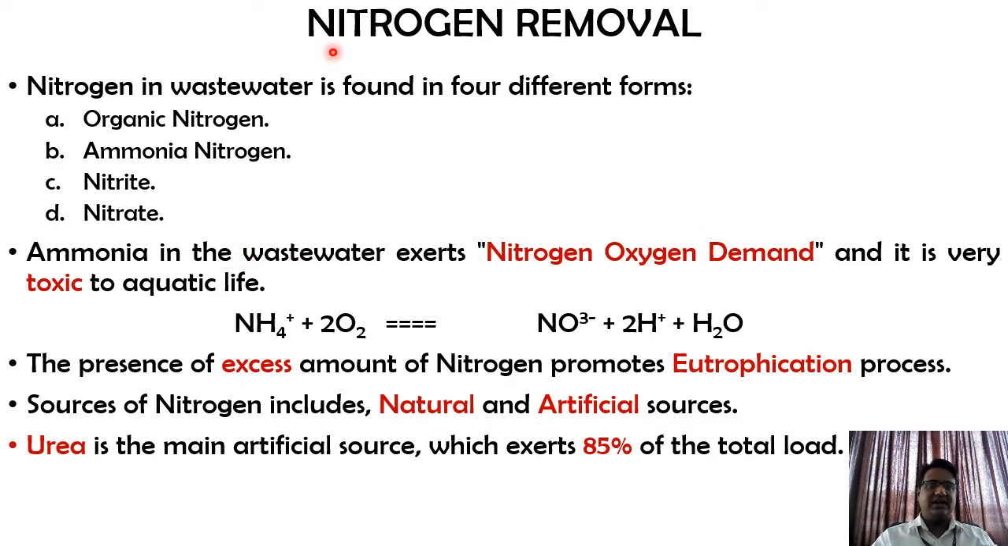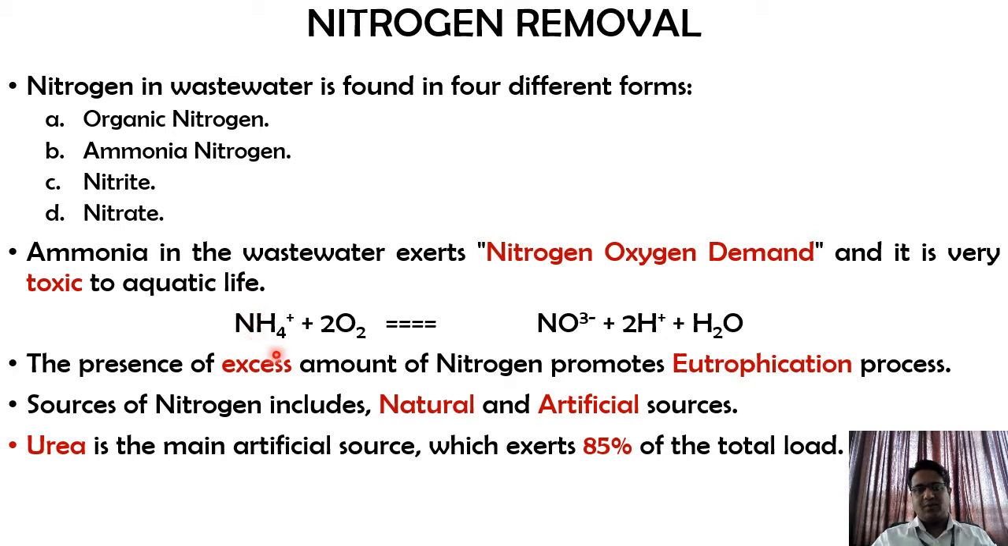Now the nitrogen removal. Nitrogen in the wastewater is found in four different forms. The first one is organic nitrogen, second is ammonia nitrogen, third is nitrite, and the fourth is nitrate. Ammonia in the wastewater exists in the form of nitrogenous oxygen demand, and it is very toxic to aquatic life.